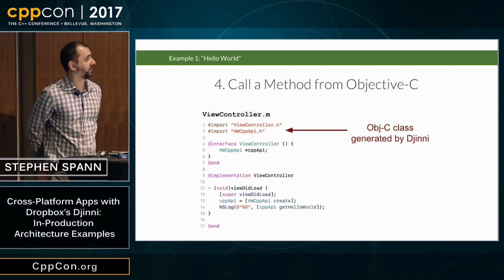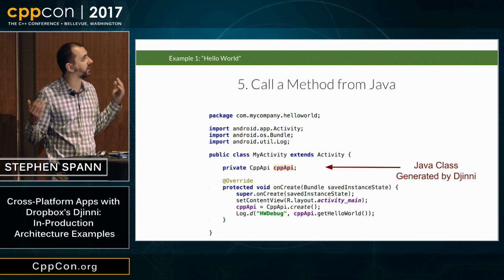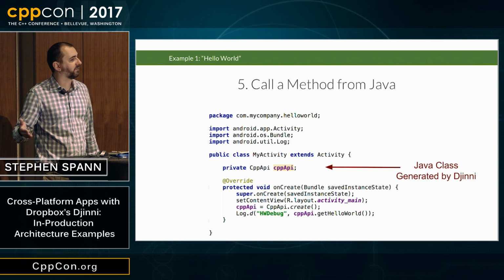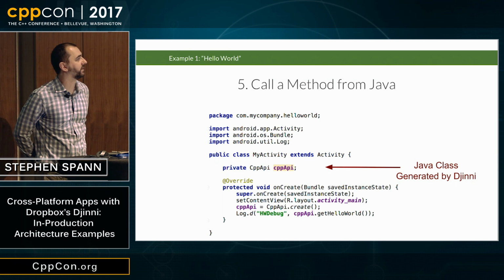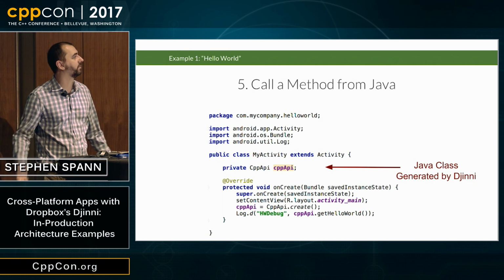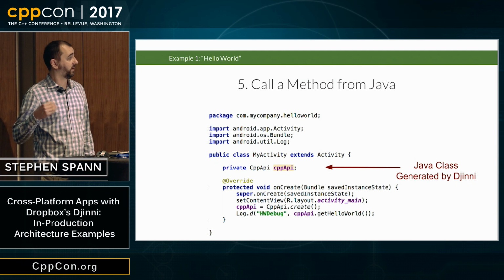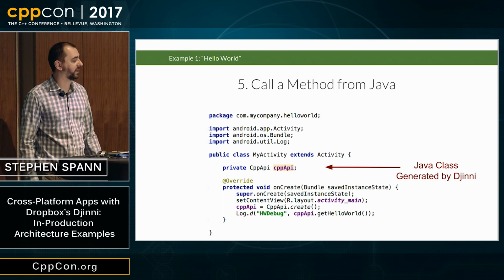Java, similar situation. We don't have to import anything because it's in our hello world package name, which we would have configured in our Djinni command. I didn't show that, but that's what that would end up doing. Private variable for the API, and then our onCreate method, which is similar to the Objective-C. We create the API and then call get hello world, and it should go out to the console.